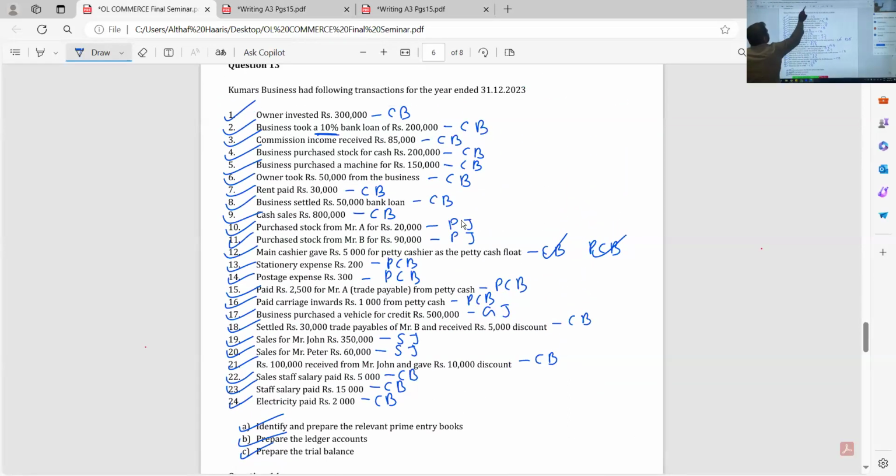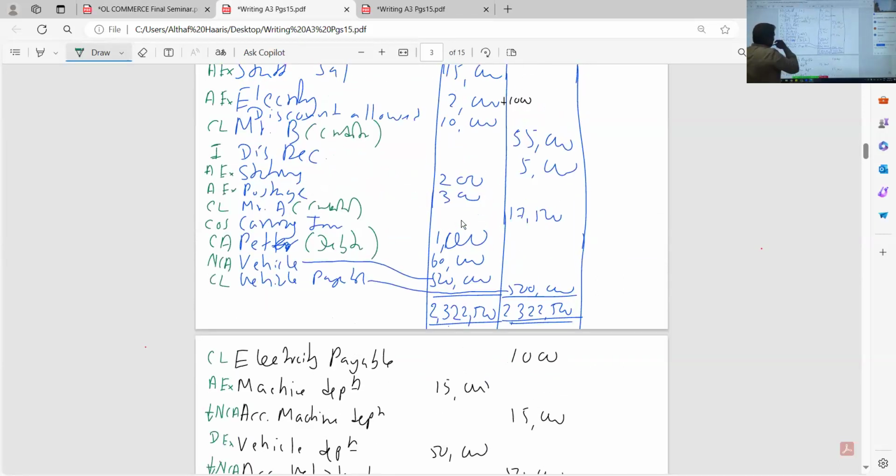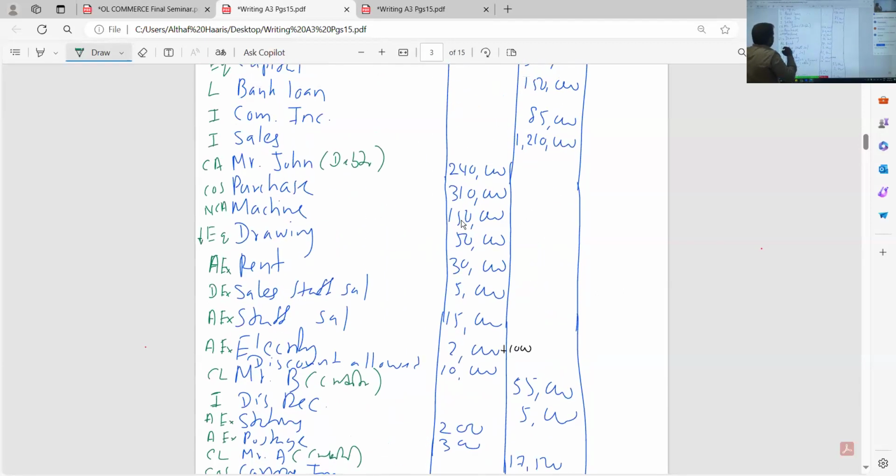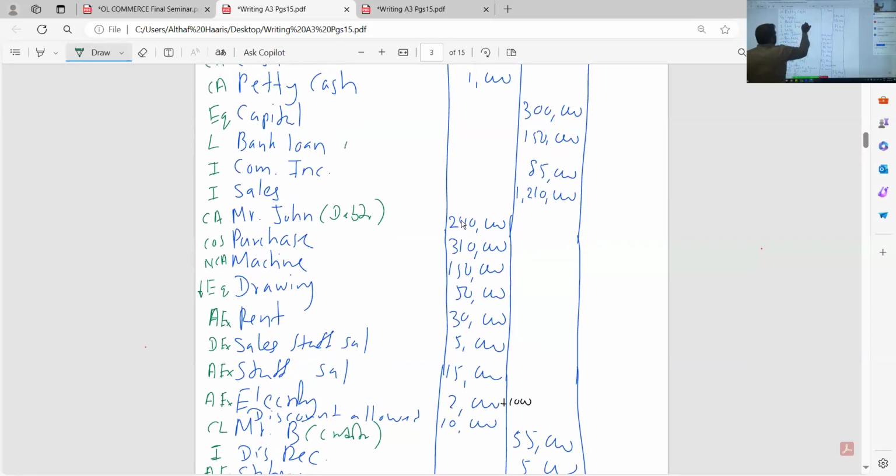So, this question has a 10% bank loan in the trial balance. For this 10% bank loan, they have not given anything about the interest. The interest is not yet paid, people. For the bank loan, the interest is not yet paid.